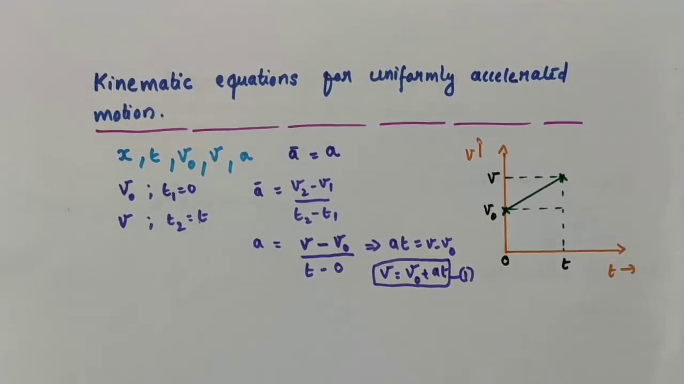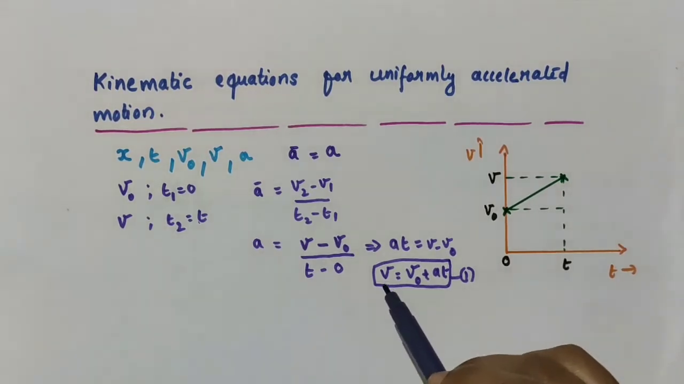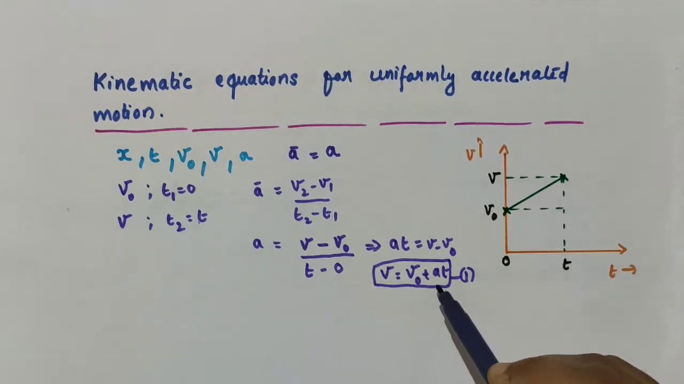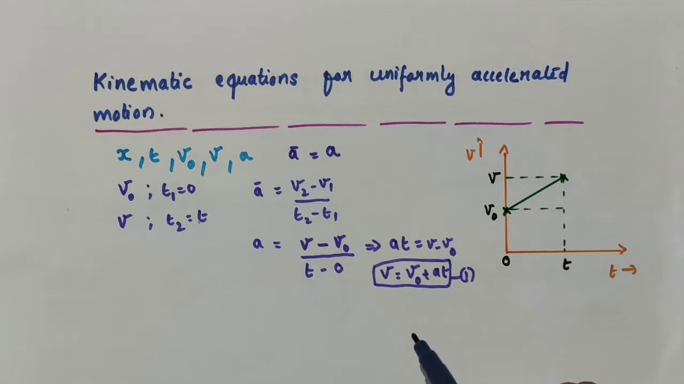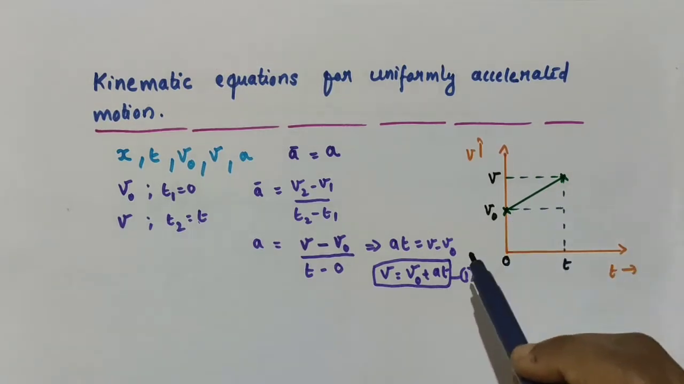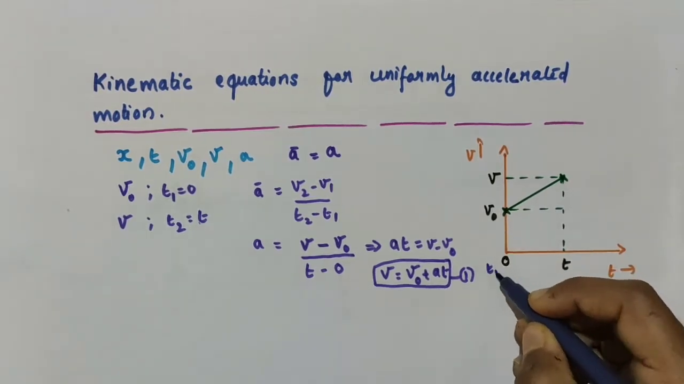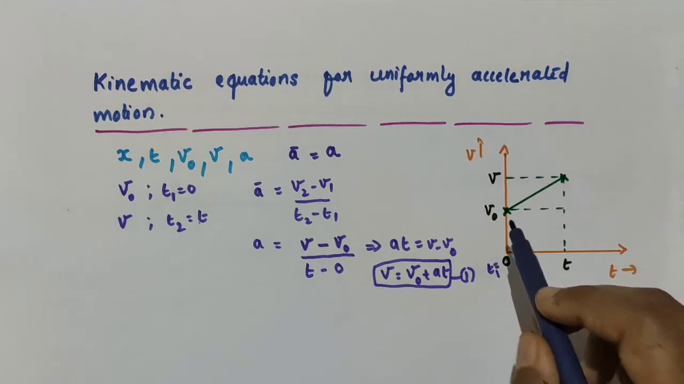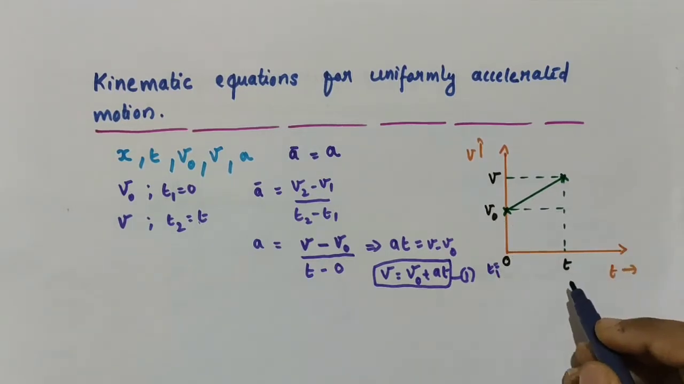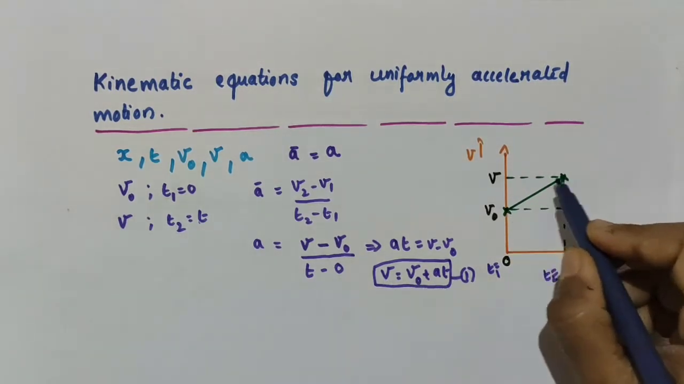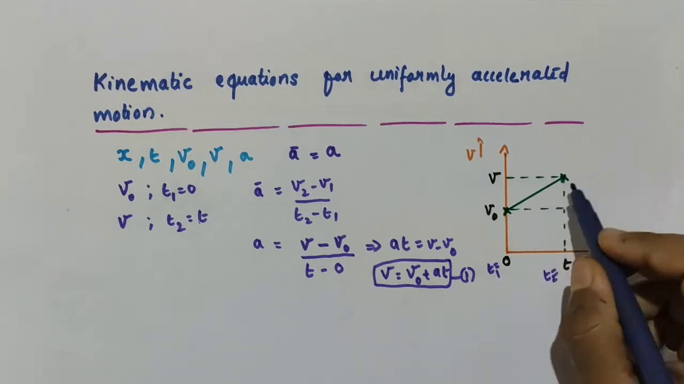This equation 1, v equal to v0 plus at, gives us a relation between final velocity v and initial velocity v0 of an object moving with uniform or constant acceleration a. This relation can be graphically represented like this. It is the velocity time graph. At t equal to 0, the object's velocity is v0. Then after some time, when t2 equal to t, the object's velocity becomes v. The point will be somewhere here and it gives us a straight line like this.